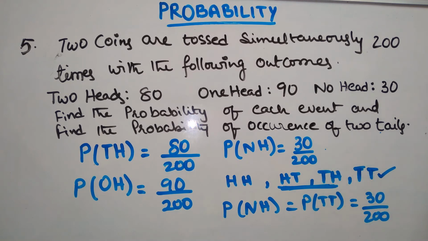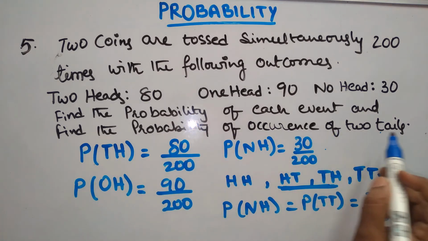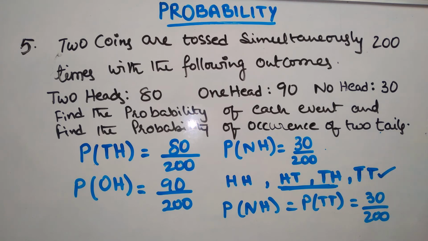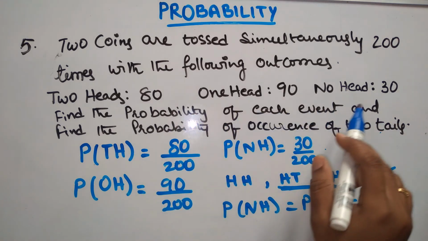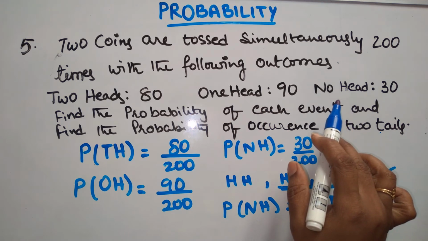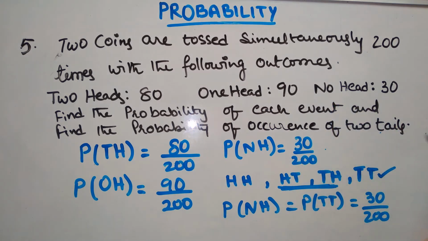These two are the same, but the question asked is a little bit different. Find the probability of occurrence of 2 tails. If you see this part, you may find that there are no 2 tails in the particular problem given. So how can I find? No problem. Just understand the question properly, then you can easily solve it. So no head is nothing but occurrence of 2 tails only. That is equal to 30 by 200. So simple. It is just understanding the problem. That's it.